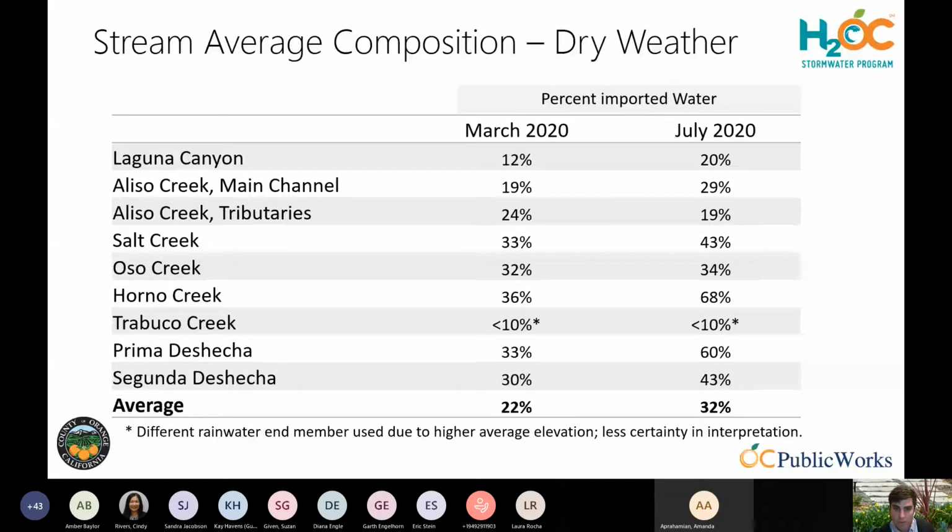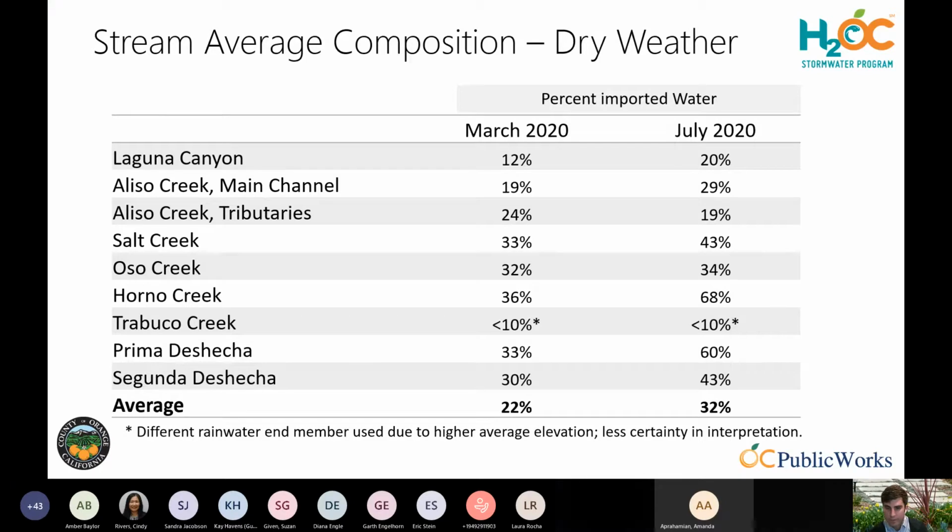and then how they changed from March to July. And so we do see some variability. The watersheds that have a greater amount of preserved open space in them, Trabuco and Laguna Canyon, tend to have some of the lowest imported water fractions. A lot of the watersheds that are more urbanized are fairly similar in the sort of mid-20s to low 30s range. One of the things that I think is a clear signal here is that we do see a consistent shift towards a greater percentage of imported water between March and July, further away from the wet season.